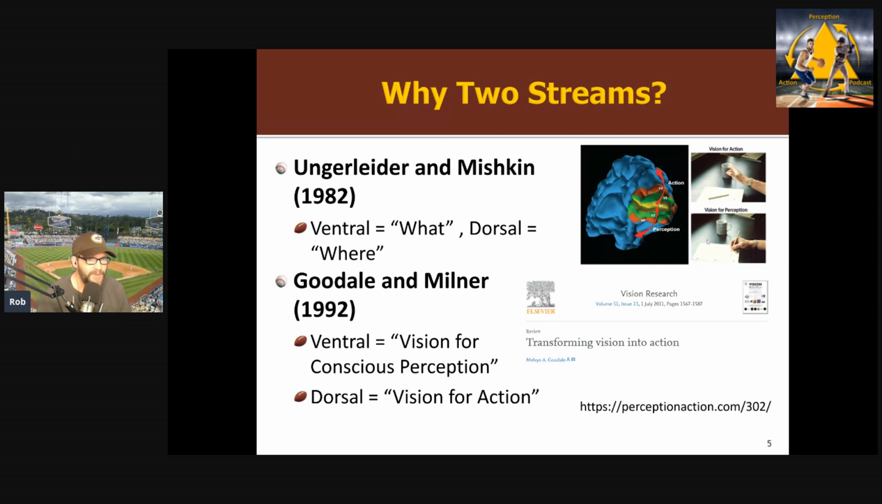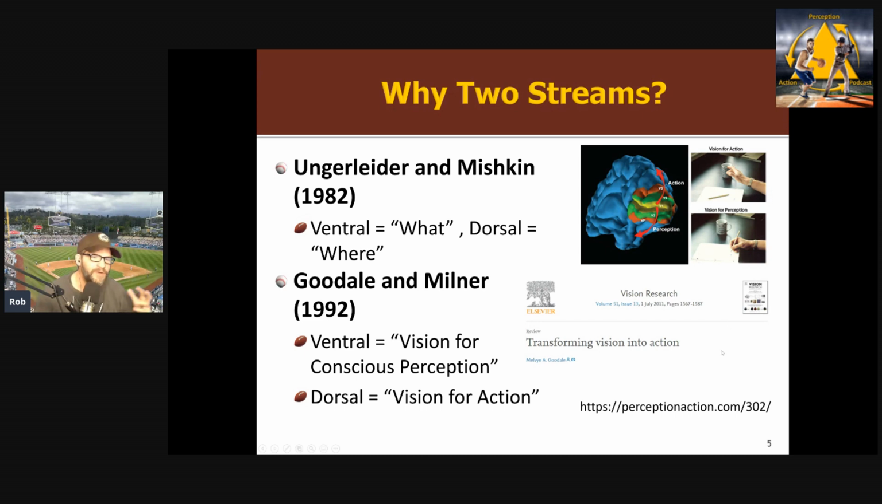That's been replaced by what is now the most accepted view of what's going on here, proposed by Goodale and Milner in 1992. The idea that the ventral stream is doing vision for conscious perception, right? Identifying, recognizing things, even talking about them, right? Whereas the dorsal stream is doing vision for action, right? And that's represented in their picture up here.